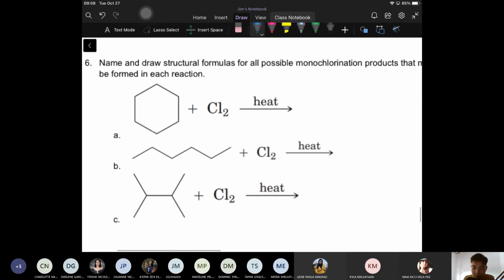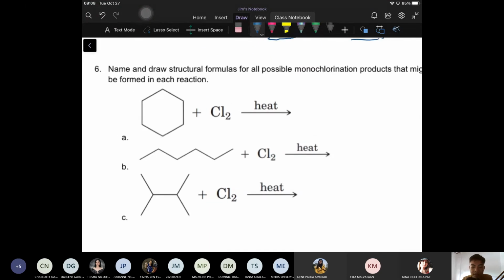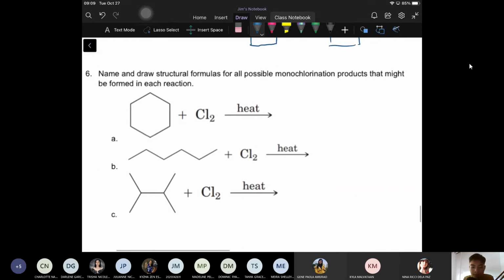Okay. So, balik ulit tayo sa reaction ng alkanes, especially the halogenation reaction. Madali lang to. No? So, paano yung gagawin natin reaction dito? According to this problem, we have to draw the possible monochlorination products given by this reaction. Basically, maglalagay lang tayo ng Cl. Isang Cl lang, kasi sabi dito ay monochlorination.